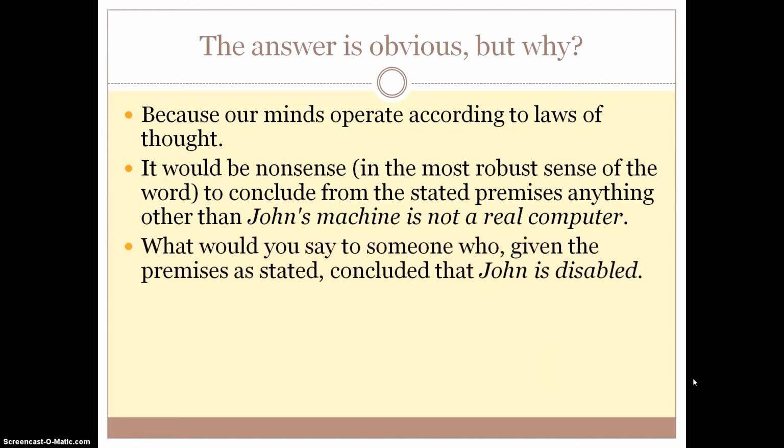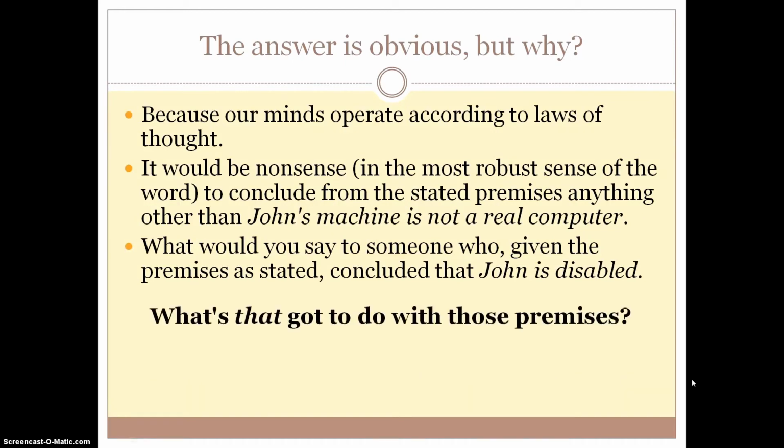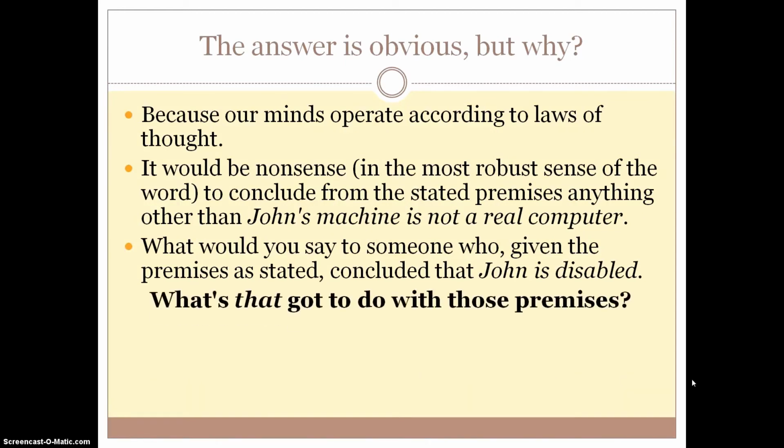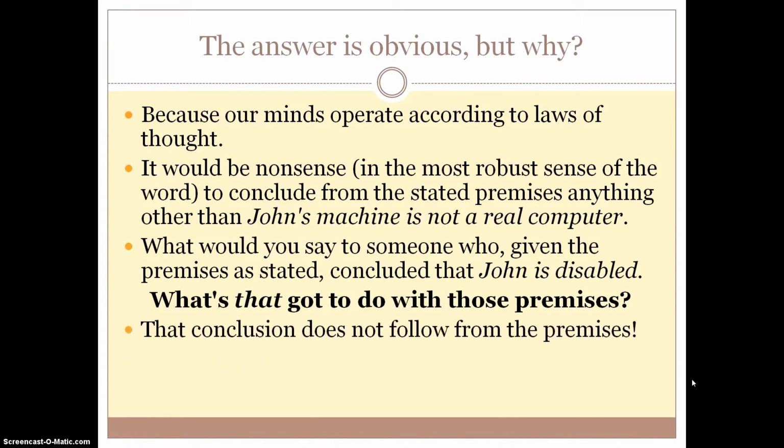What would you say to someone who, given the premises that we stated earlier, concluded that John is disabled? Well, you would say, what's that got to do with those premises? That conclusion does not follow from the premises that were stated earlier. And so therefore, a conclusion such as John is disabled creates a syllogism which is invalid.